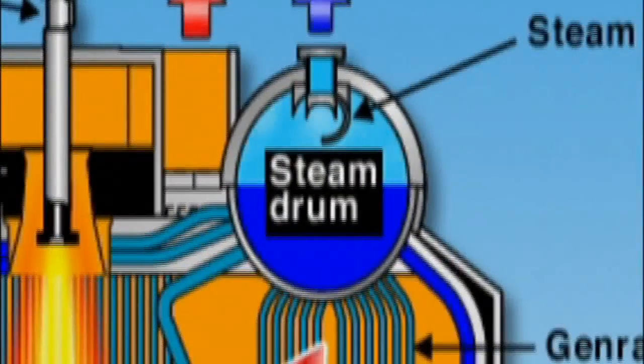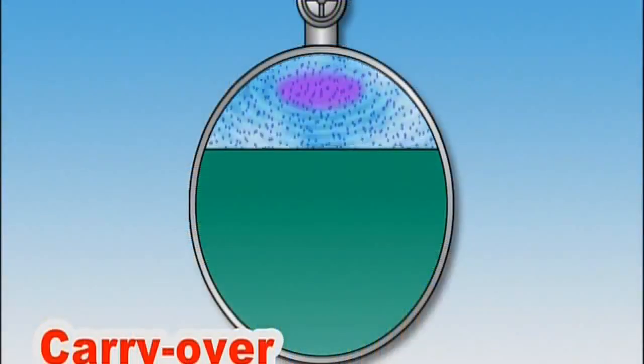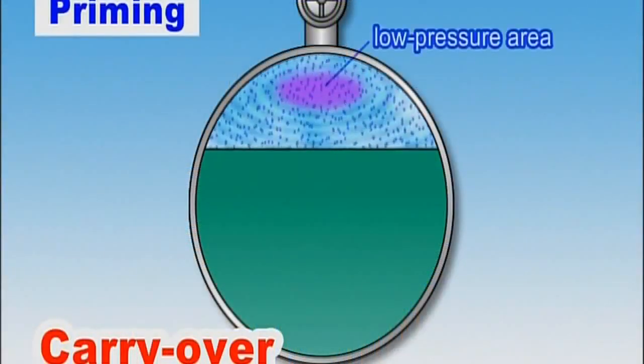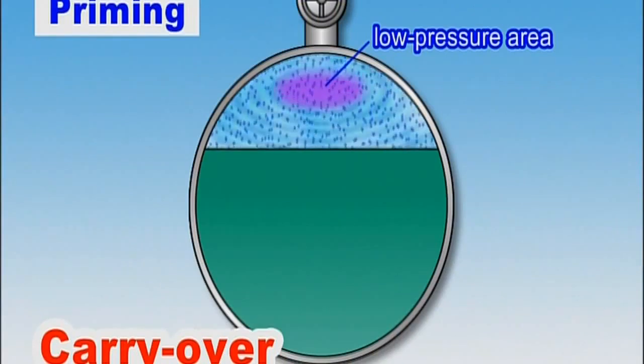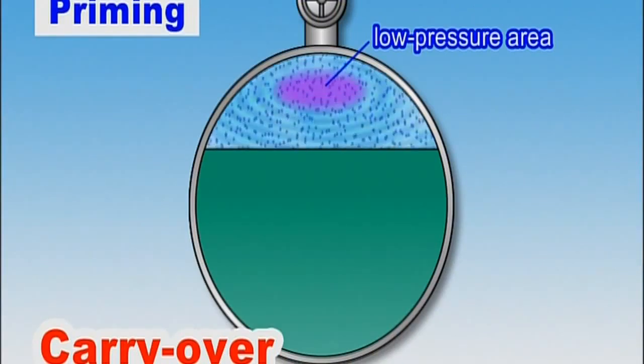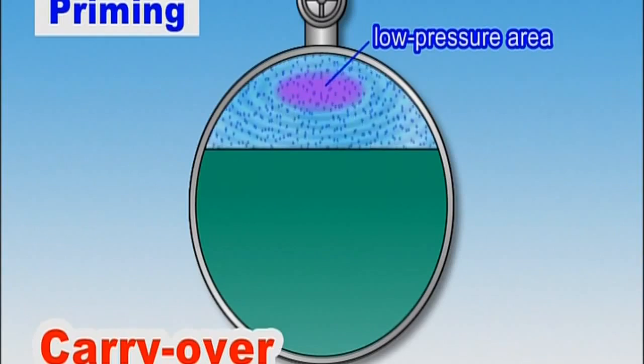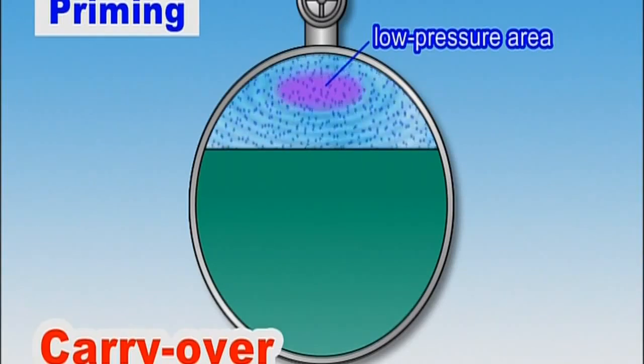Carryover takes place when boiler-generated steam leaves the boiler while still containing water droplets and impurities. A phenomenon known as priming occurs when a low-pressure area is created in the steam cloud, hindering steam separation and resulting in the generation of water droplets.